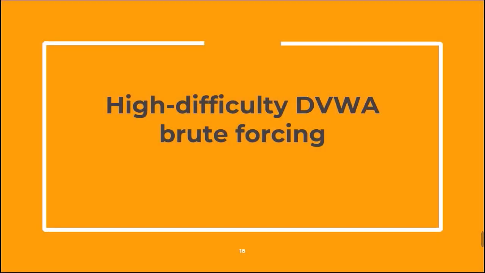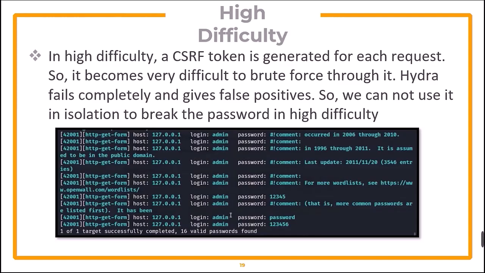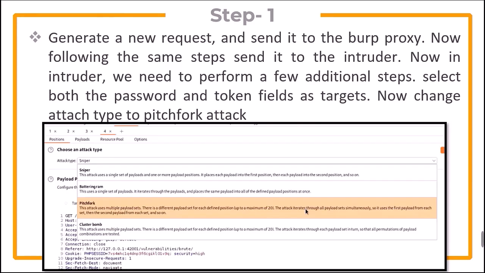Now let's solve the high difficulty brute forcing challenge. In high difficulty, a CSRF token is generated for each request, so it becomes very difficult to brute force through it. Now generate a new request and send it to the Burp proxy. Following the same steps, send it to the Intruder. In the Intruder, we need to perform a few additional steps. Select both the password and token fields as targets.